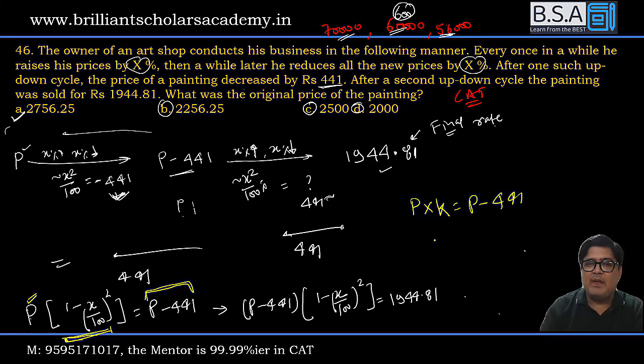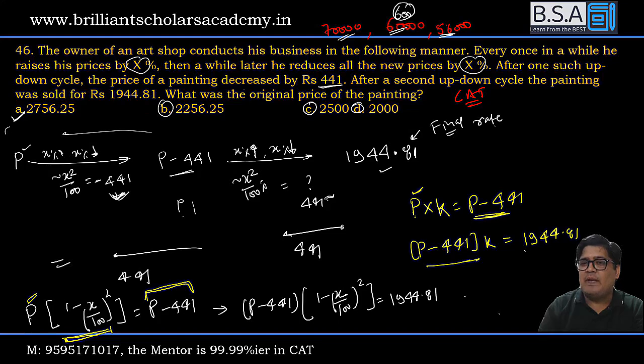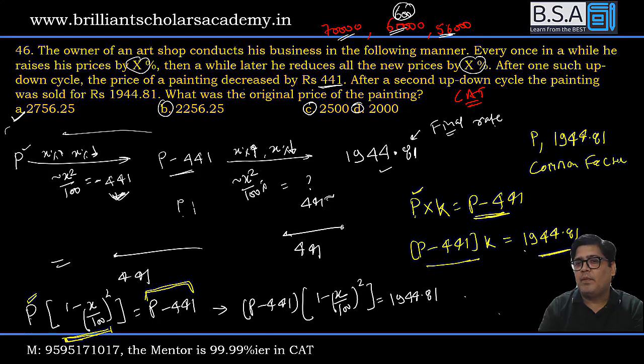K is some number. And now P minus 441 into K is equal to 194481. ये खुद भी किसका मल्टीपल? It is a multiple of P. This whole thing is a multiple of P. So P and 1944.81 will have a common factor. ये थोड़ा एडवांस कॉन्सेप्ट था, ध्यान देना.